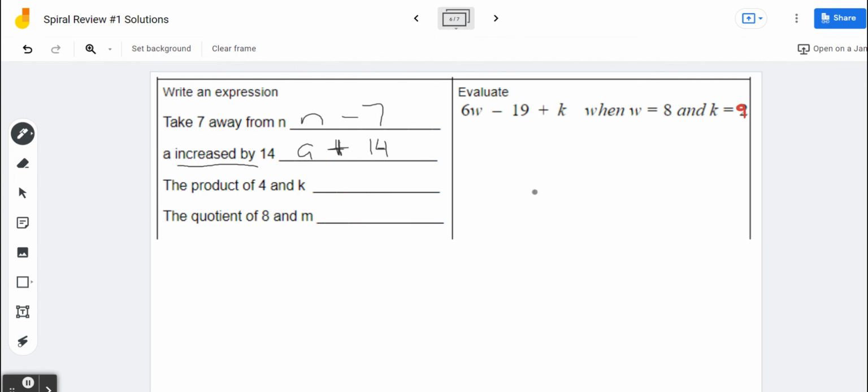Evaluate, this is where you substitute. So that's the only thing I will assist you with. Remember, substitute means the variables come out, let numbers go in. So W comes out, and it says put 8 in there. Minus 19 plus K. K comes out, 9 goes in. From this point forward, follow order of operations. So you can write down PEMDAS to assist you.